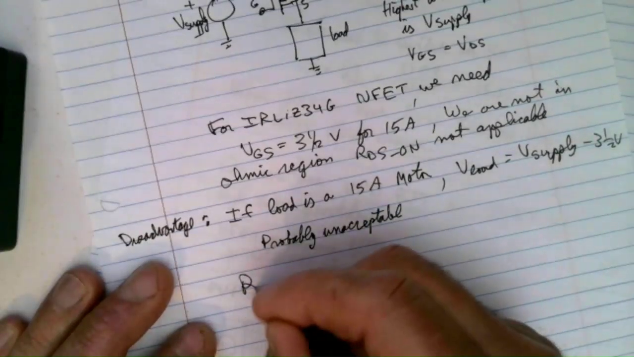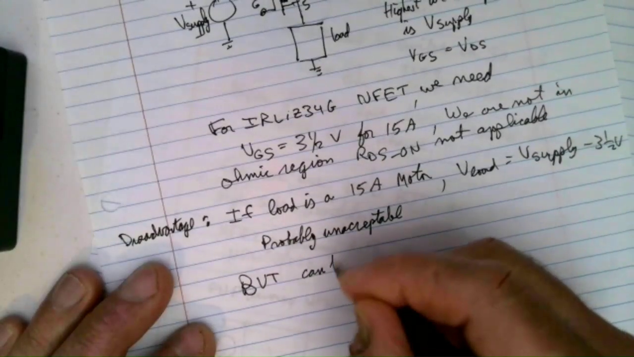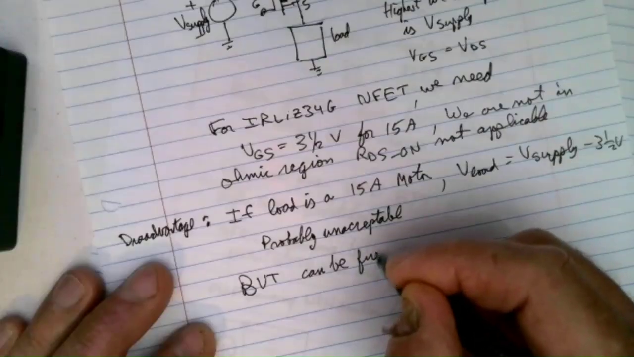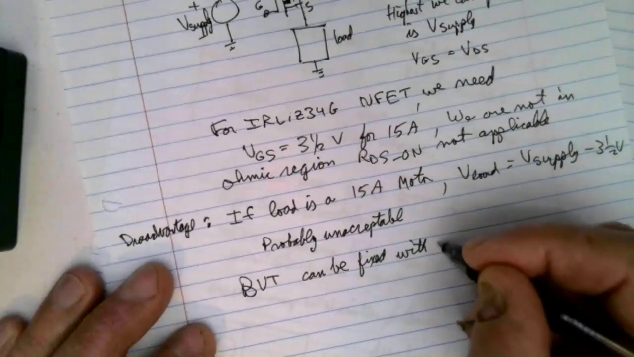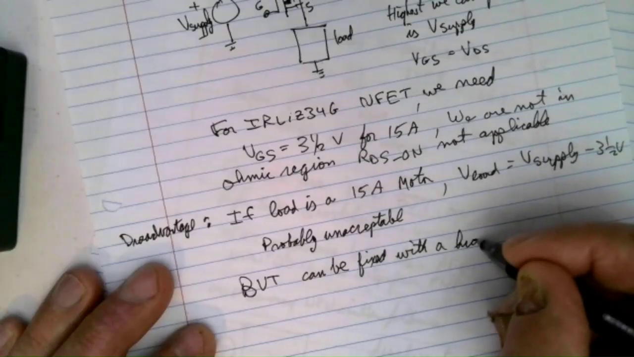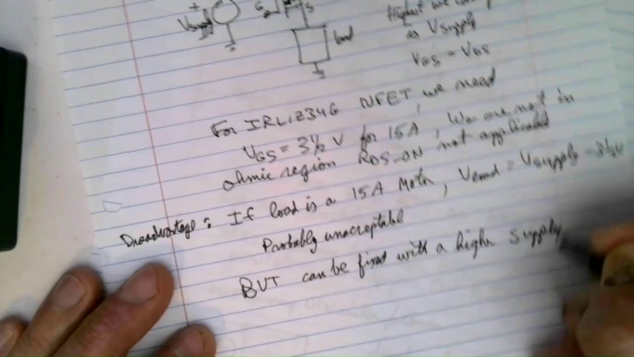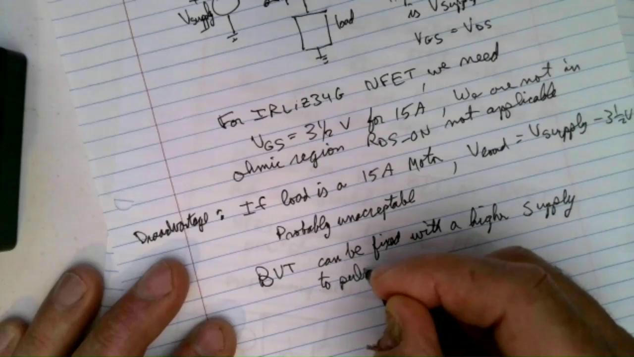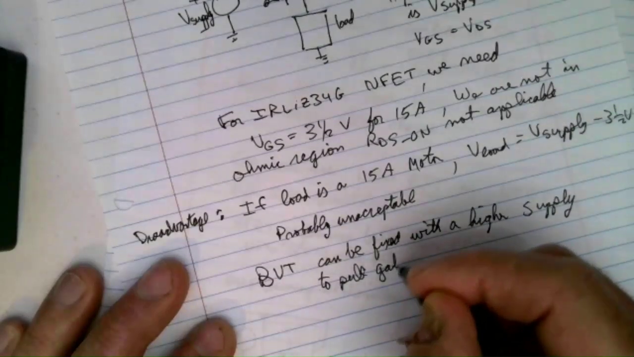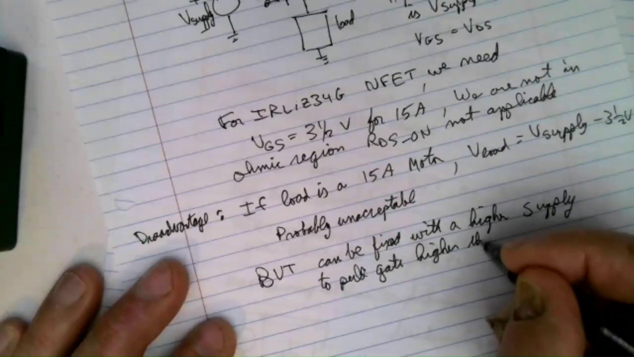But it can be fixed with a higher supply, to pull the gate higher than the drain.